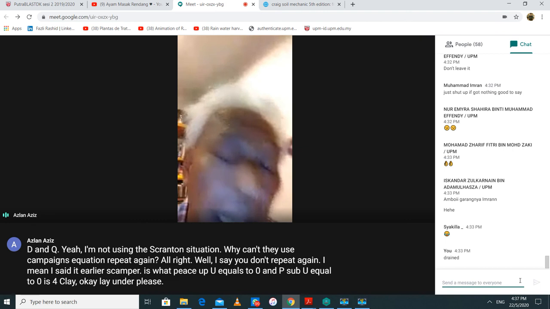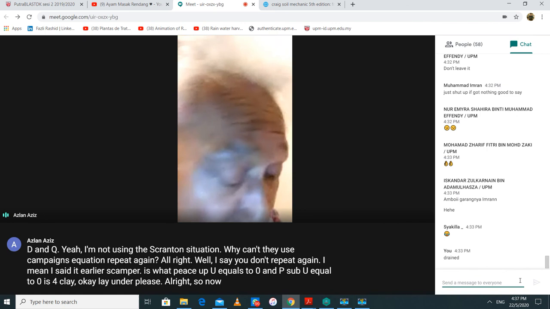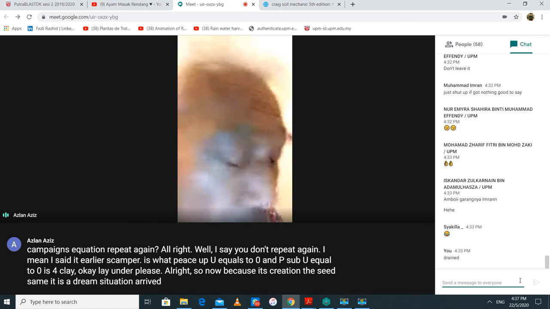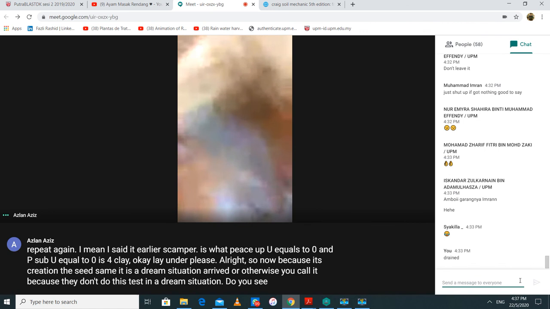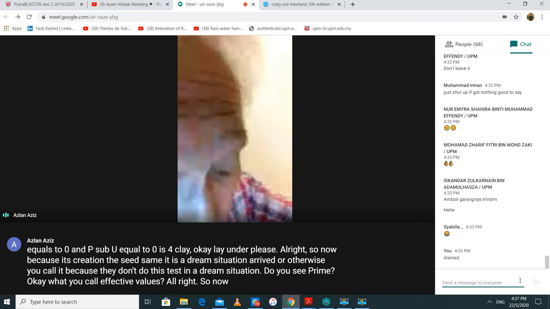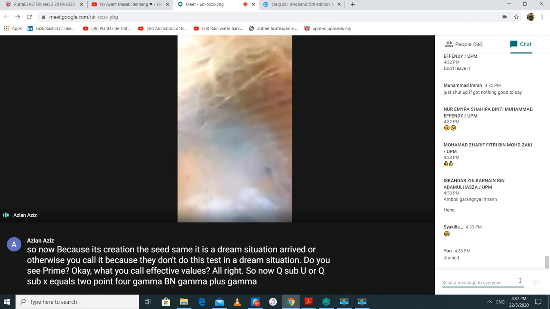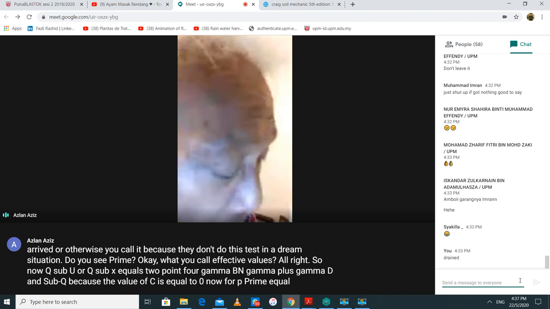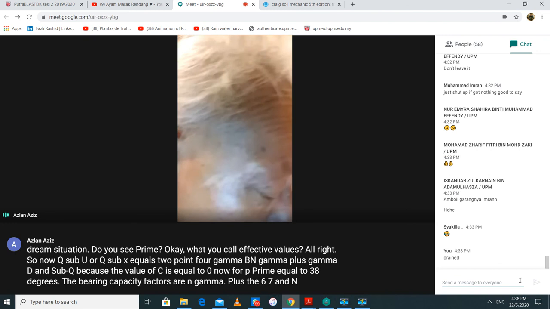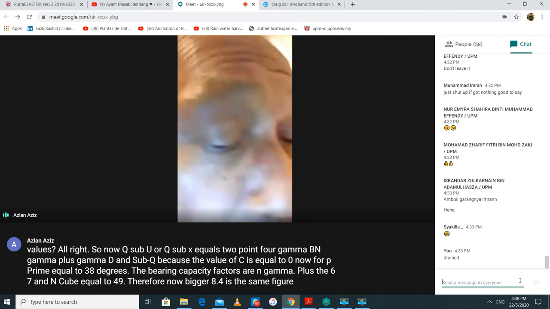So now, because it's cohesionless sand, it is a drained situation. Or otherwise, because they don't do this test in a drained situation, you see phi prime, what you call effective values. So now q_u or q_f equals 0.4 gamma B N gamma plus gamma D N_q, because the value of C is equal to zero. Now for phi prime equal to 38 degrees, the bearing capacity factors are N gamma equals 67 and N_q equals 49.